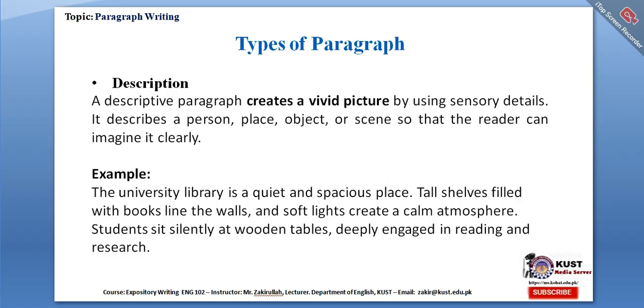For example, the university library is a quiet and spacious place. Tall shelves filled with books line the walls, and soft lights create a calm atmosphere. Students sit silently at wooden tables and are deeply engaged in reading and research. So here, if you can see, this paragraph creates a clear picture for the readers, in which there is a scenario. The students can read something, they can research about something. So it is explained in a descriptive way.